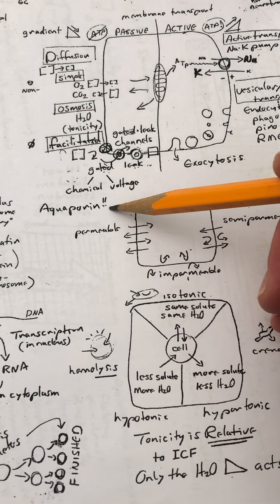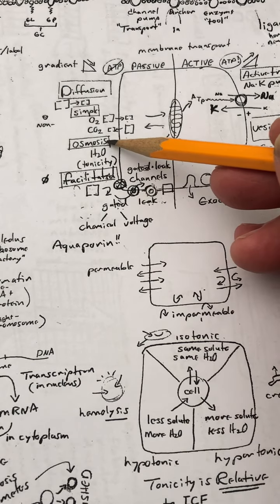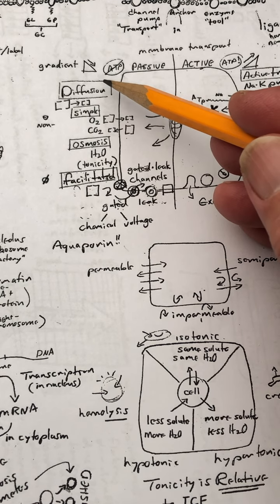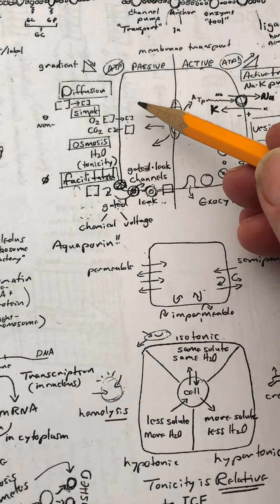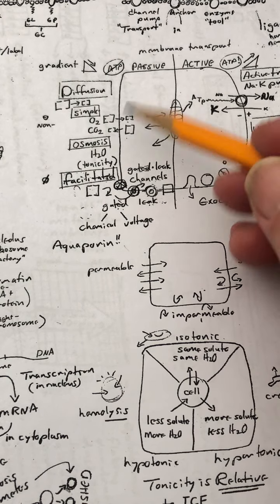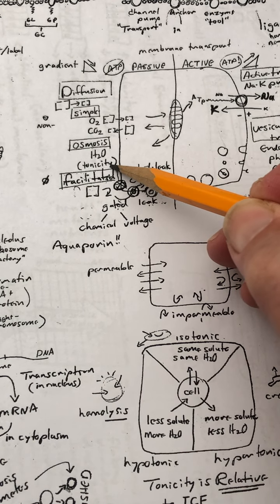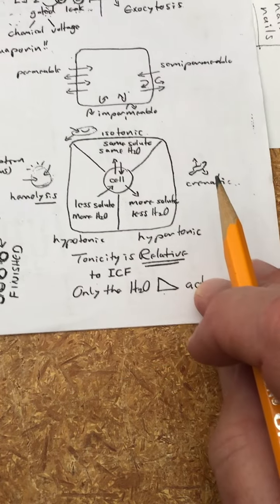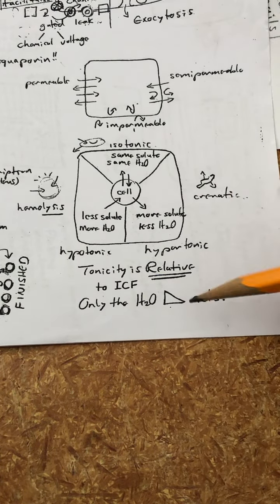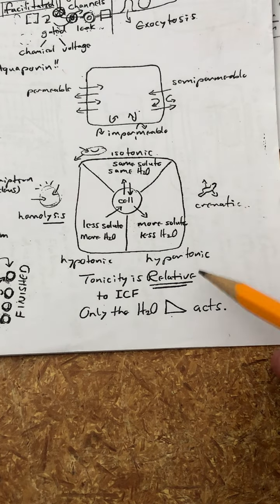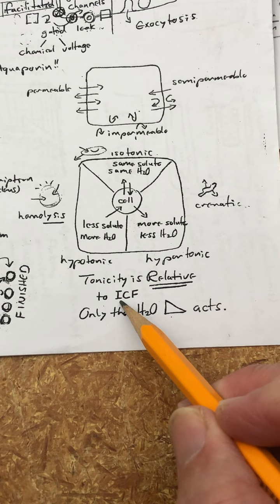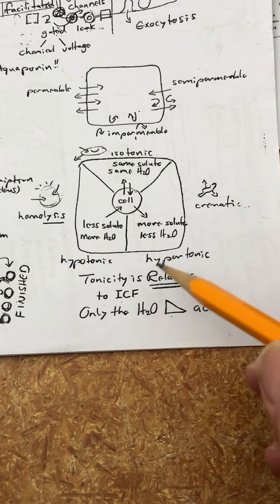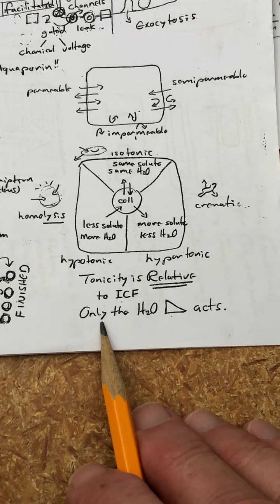Now, water moves from greater concentration of water to lesser concentration of water. That's why it is diffusion. But the concentration of water in a solution is sometimes represented by something called tonicity. Now, tonicity is a relative term, and so therefore it has no meaning unless you compare it to something. And it's being compared to intracellular fluid.